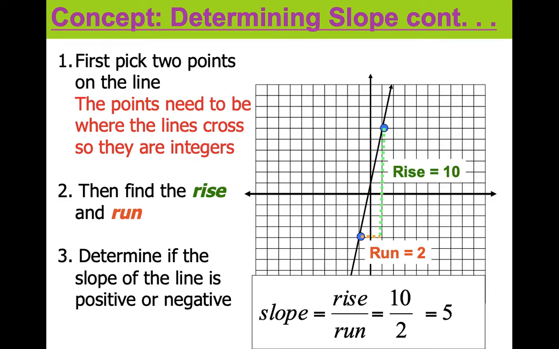10 over 2 or 10 divided by 2 means 5 or 5 over 1. Sometimes it's just written as 5, but 5 still means 5 over 1. So for every 5 I go up, I make a run over of 1. So don't forget that, even though it says the slope may be a 4 or a 3 or a -2, that means always over 1.